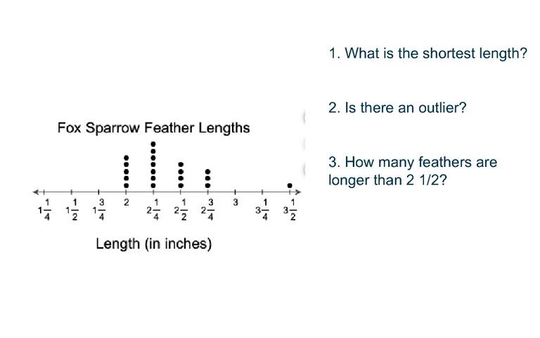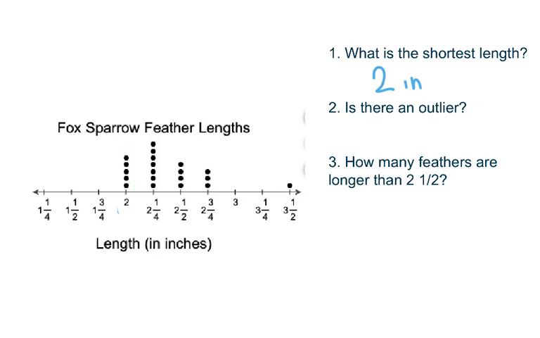Number one, what is the shortest length? All right, so you're saying which one is the smallest number, but it has to have a dot or an X on it. You can't say 1 1/4 because there's nothing there. So which one is the shortest one with a number or with an X on it or a dot? 2 inches.